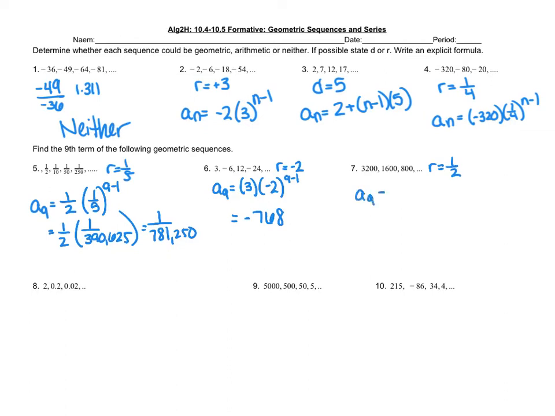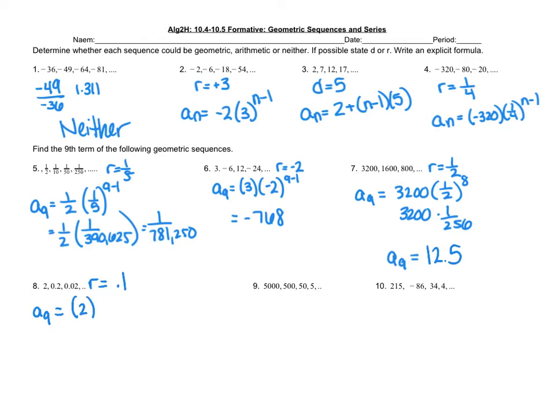So a_9 equals my first term, which is 3200, times 1/2 to the 8th power. So that's 3200 times 1 over 256. So my ninth term would be 12.5. So my R here is 0.1. So a_9 equals my first term times 0.1 to the 8th power. My ninth term here is 0.1, 2, 3, 4, 5, 6, 7, and 2.